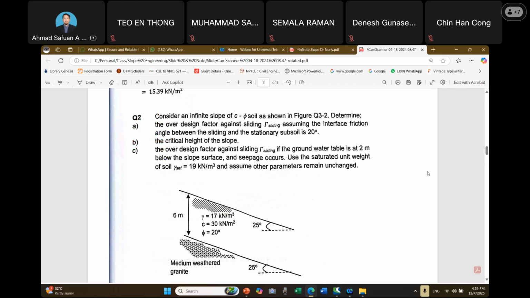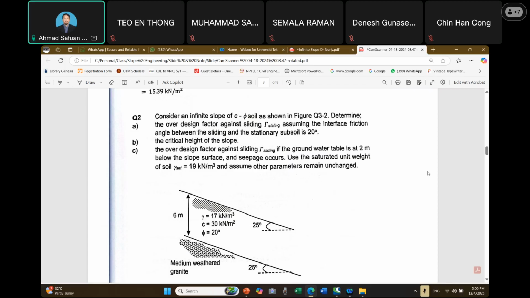Okay, so hopefully you understand it on the use of the EC7. Then I will repeat again based on this example. Consider an infinite slope of c and phi as shown in figure Q32. Determine the overall design factor against sliding.